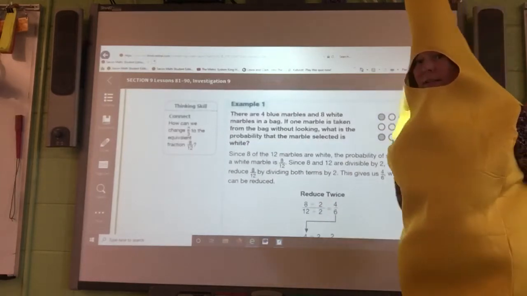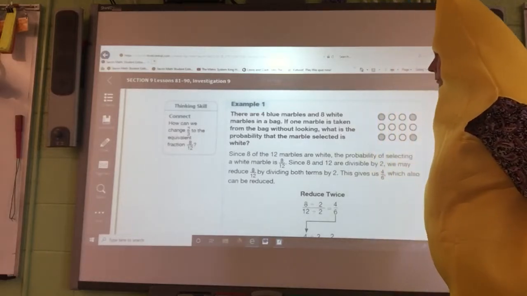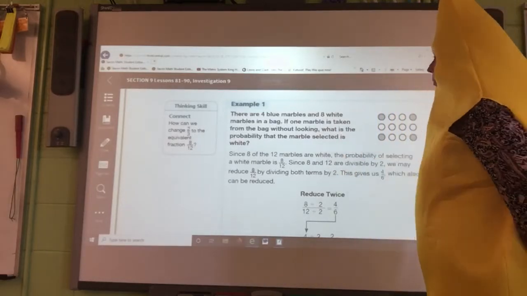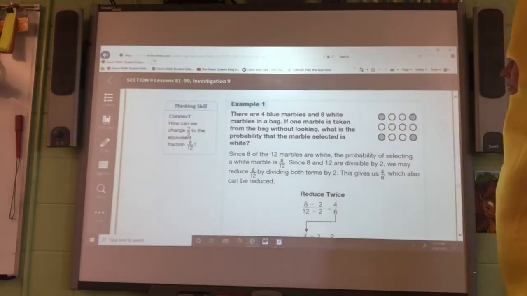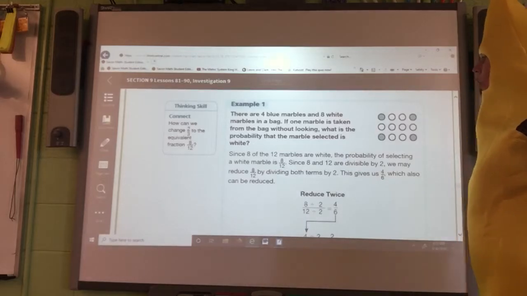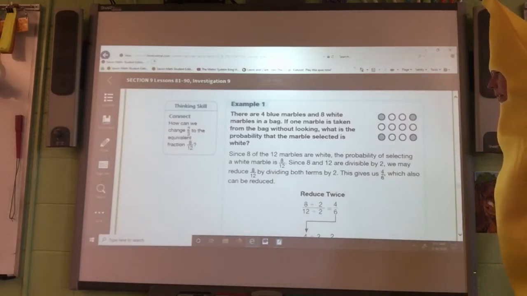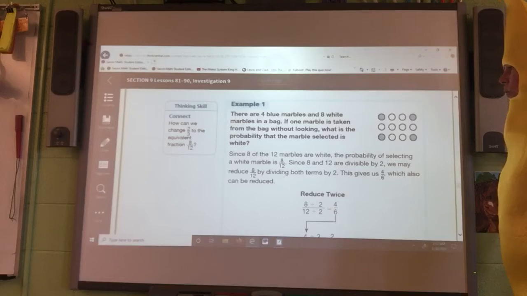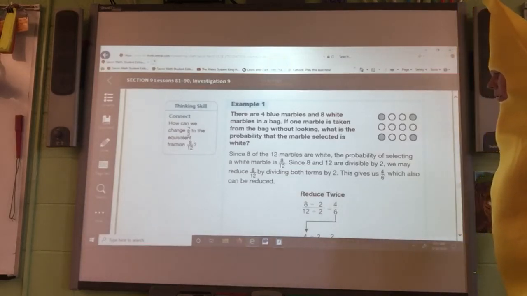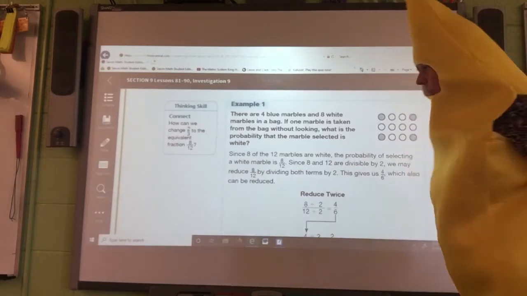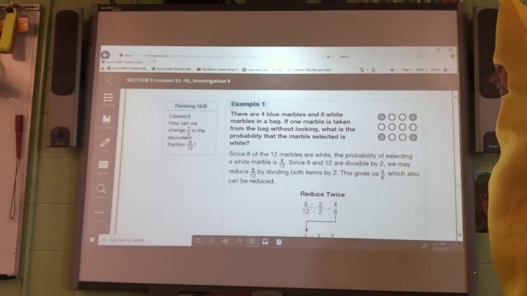Here are our examples. There are 4 blue marbles and 8 white marbles in the bag. If one marble is taken from the bag without looking, what is the probability that the marble selected is white? Well, since 8 of these marbles are white, the probability would be 8/12. Since 8 and 12 are both divisible by 2, we may reduce 8/12 by dividing both terms by 2.